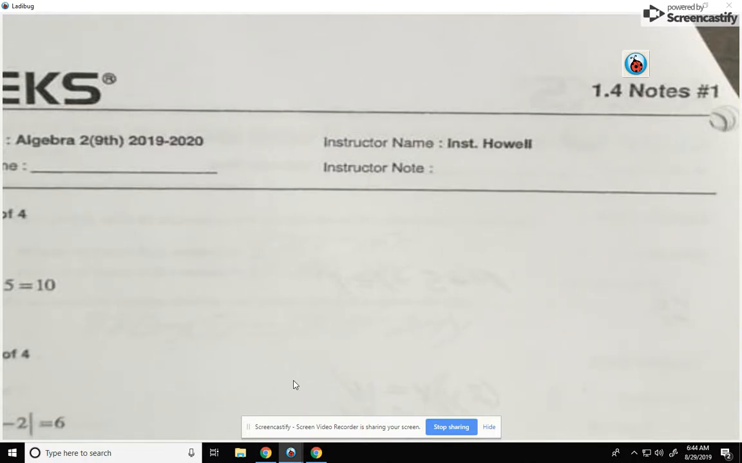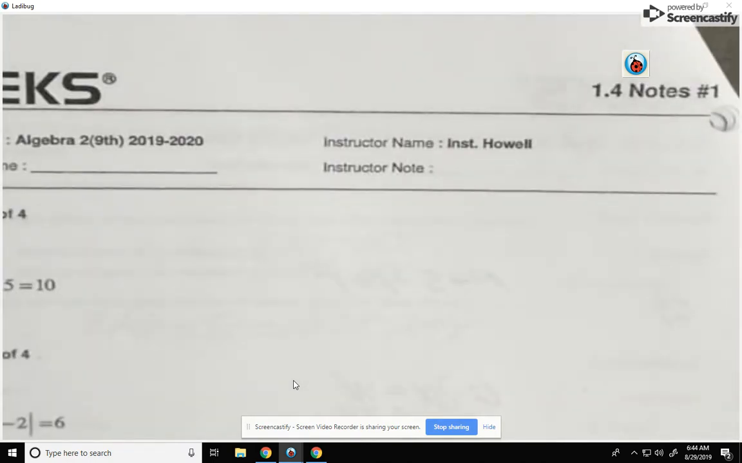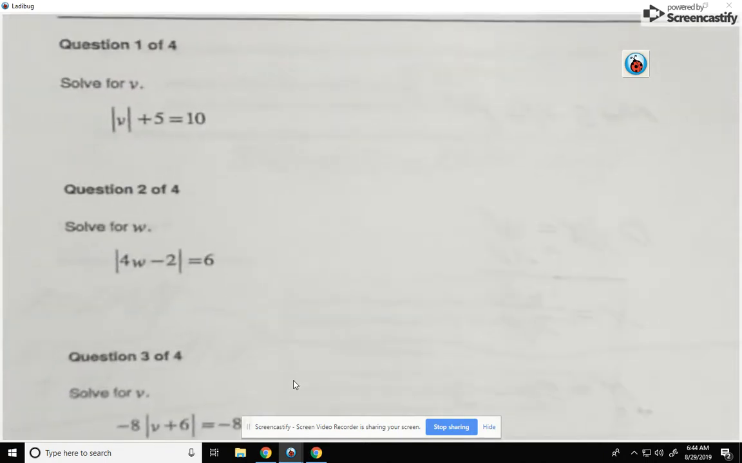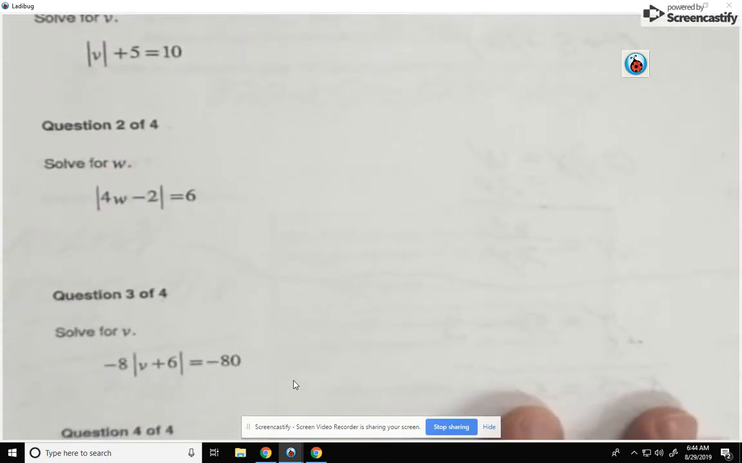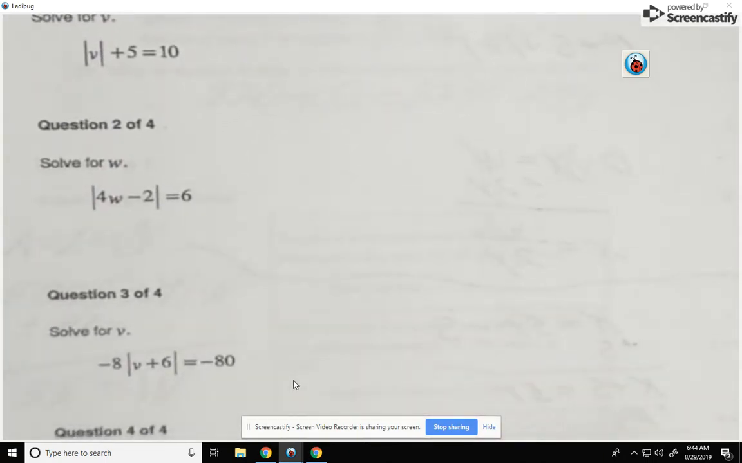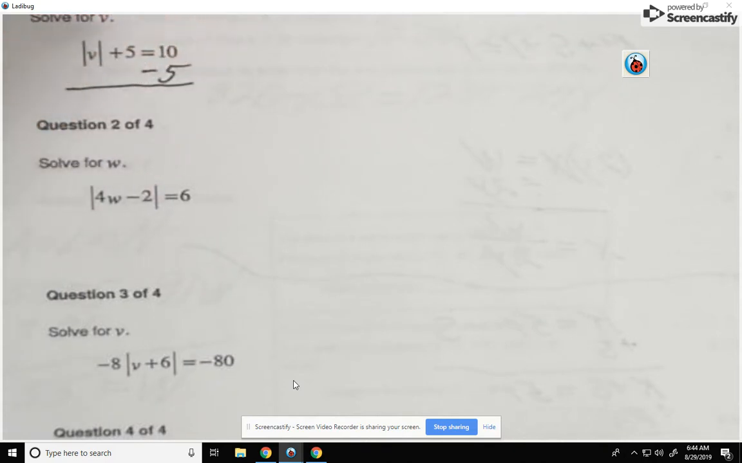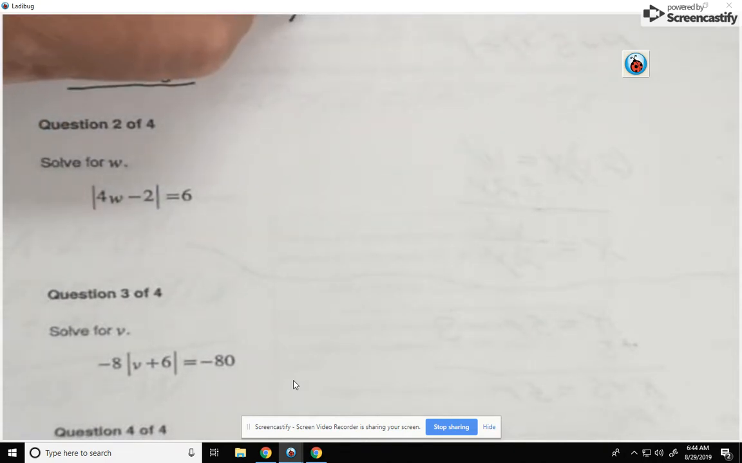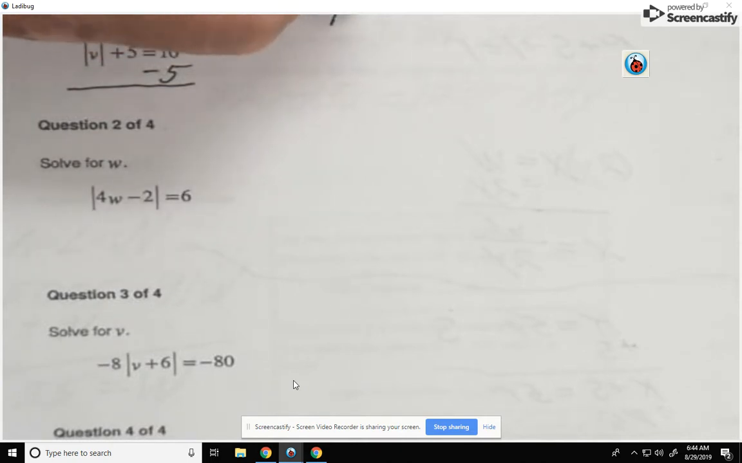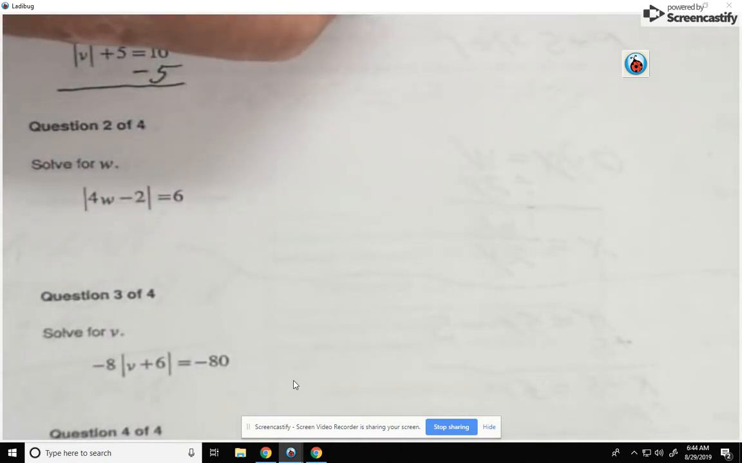This is the notes for 1.4, solving for absolute value equations. Okay, we start with a very basic equation: the absolute value of v plus 5 equals 10. To solve this, we must first get rid of anything that's outside of our absolute value symbol, in this case a plus 5. So we know to get rid of a plus 5, we subtract. So we get the absolute value of v equals 10 minus 5, which gives me 5.